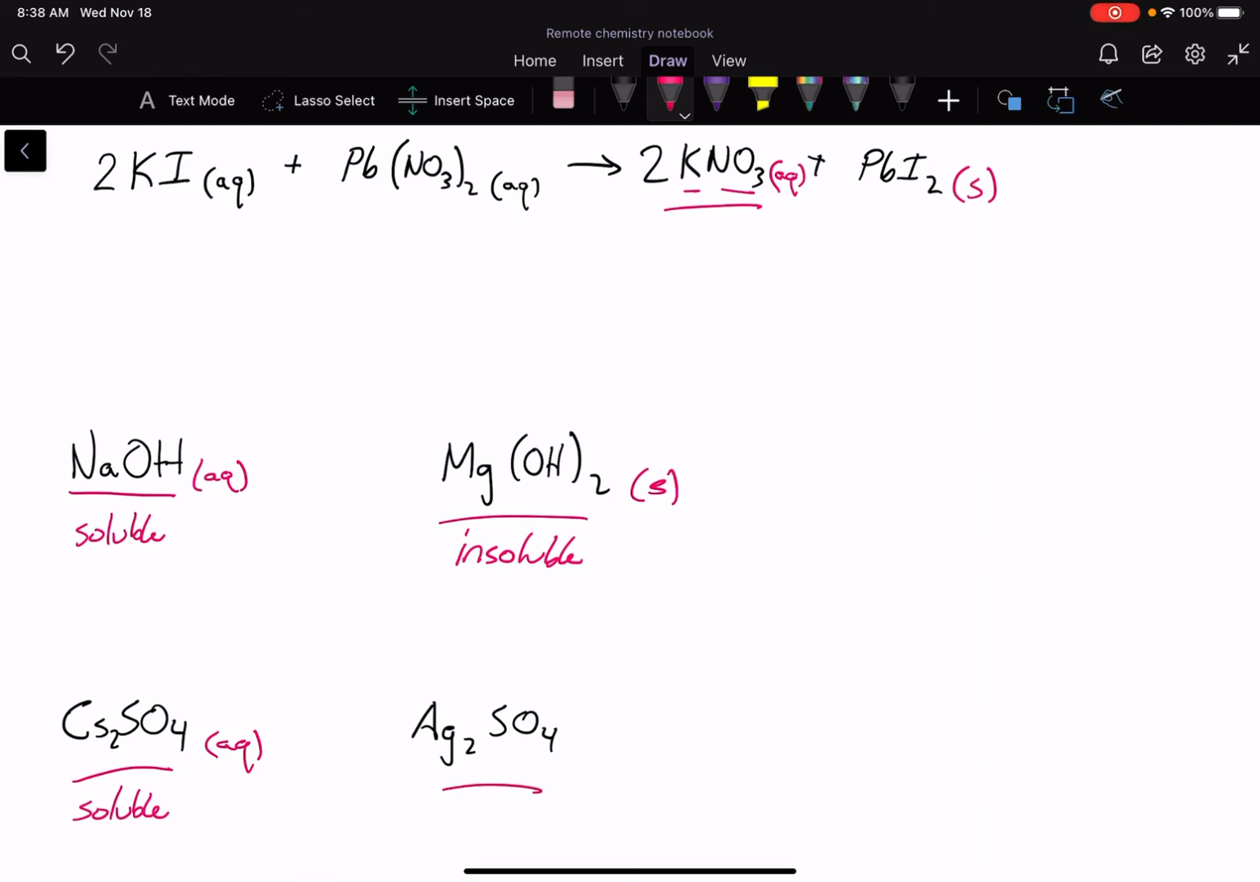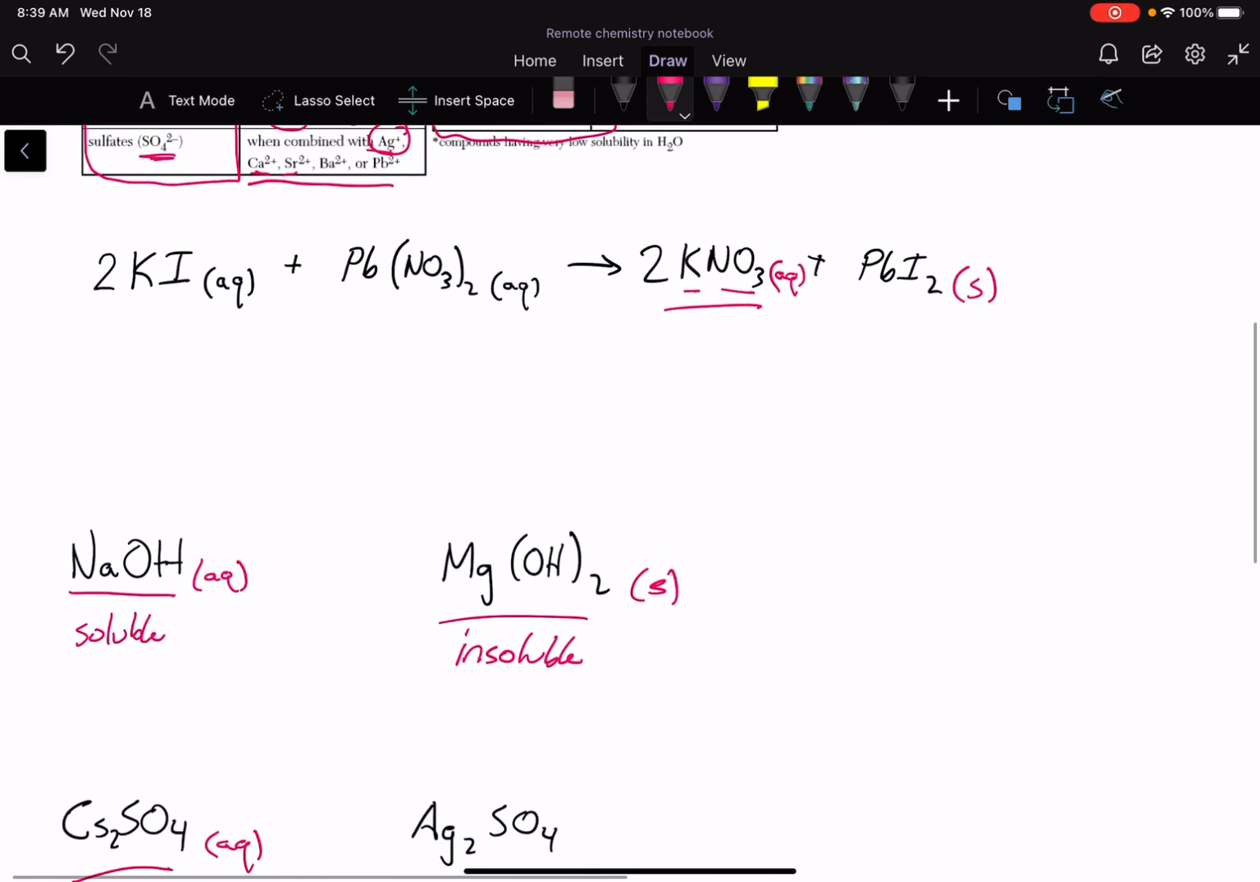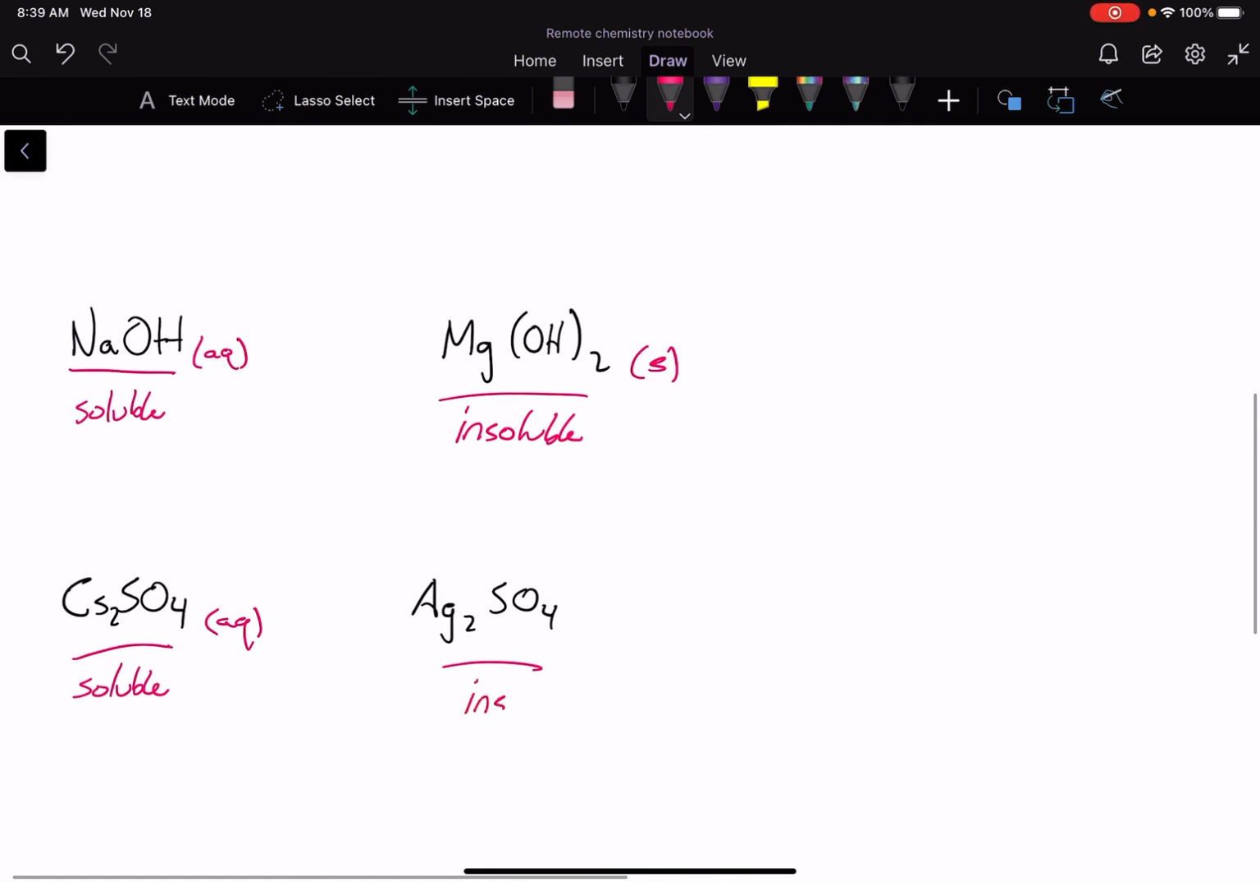All right, now let's look at the other one, which is silver sulfate. Again, we'll go up here to table F, find sulfate, and everything that contains sulfate is soluble except when combined with silver, calcium, strontium, and so on. But silver is one of our exceptions. So when silver is bonded to sulfate, it is not soluble anymore. And so this would be considered insoluble. Because it's insoluble, it's not dissolving in water, so it would be a solid.